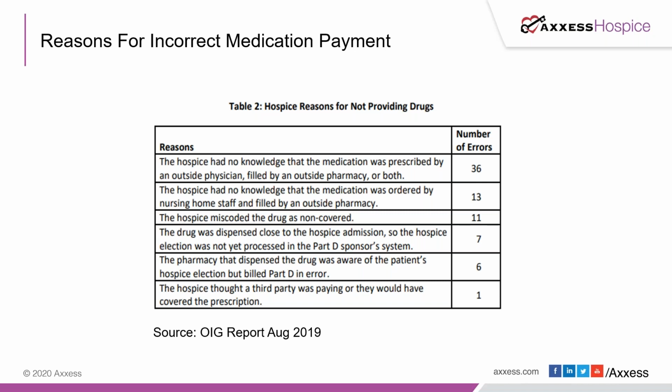The pharmacy put it in as if they knew that the patient was on hospice, that they made a mistake. Yep, that happens too. And the hospice thought a third party was paying, or they would have covered the prescription. I looked at that for a bit and tried to figure out if that had ever happened to me. I don't think it has, but I have had patients who are on hospice under the Medicare hospice benefit, and they also received some services through the VA benefit, where I could have assumed that the patient was getting that from the VA and didn't really know for sure that they weren't getting it under Part D. So I can see how all of these can happen, and especially the top two, I can see happening all the time.